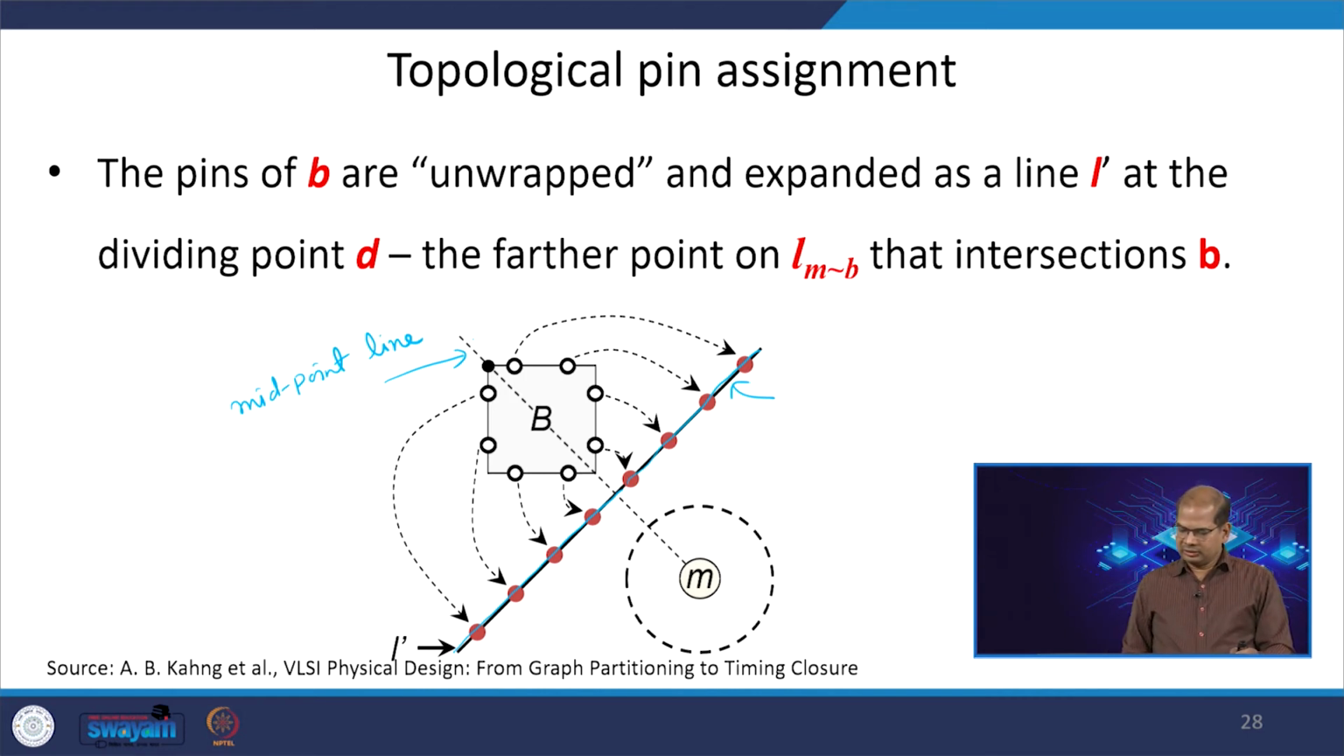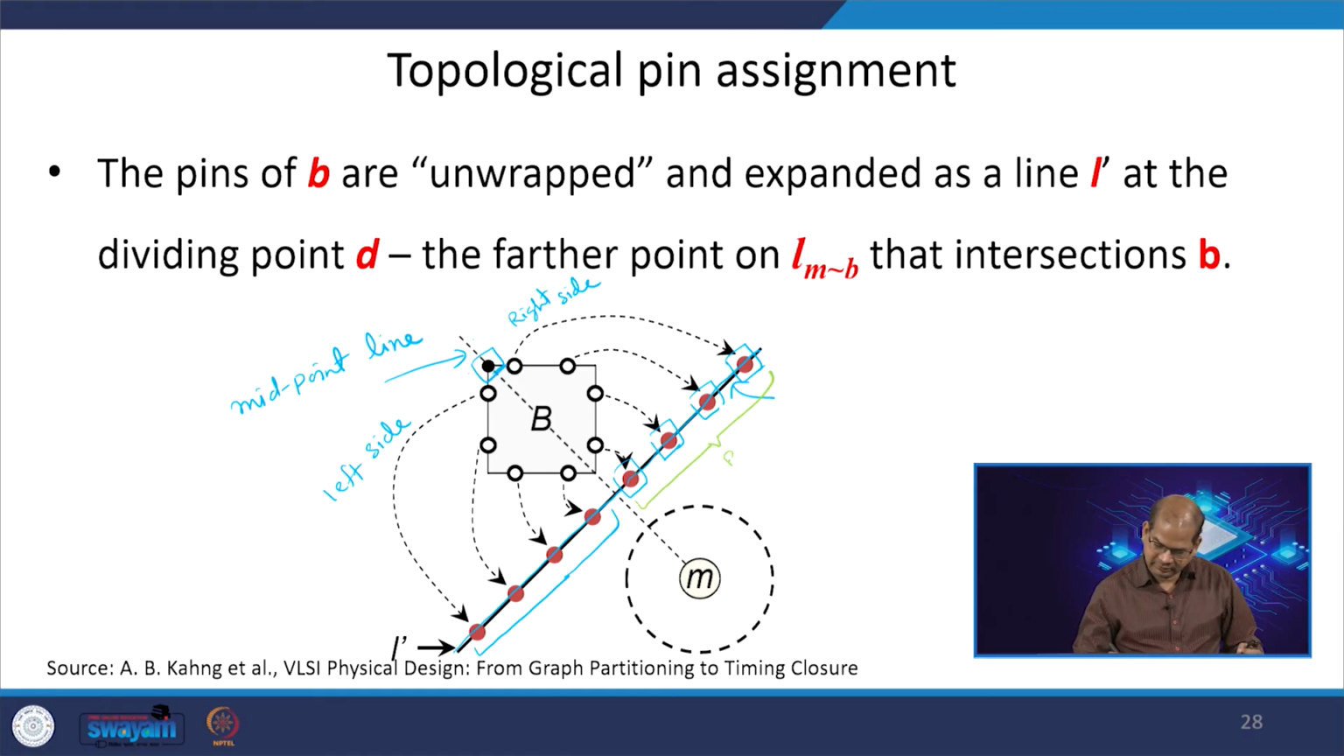Then we have multiple points available on the perpendicular line. This is the left side of the midpoint line, and this is the right side of the midpoint line. Then we will assign all the pins. Now, we will assign all the pins on the right side of the midpoint line to the points here. These are the points. These are for the right side pins.